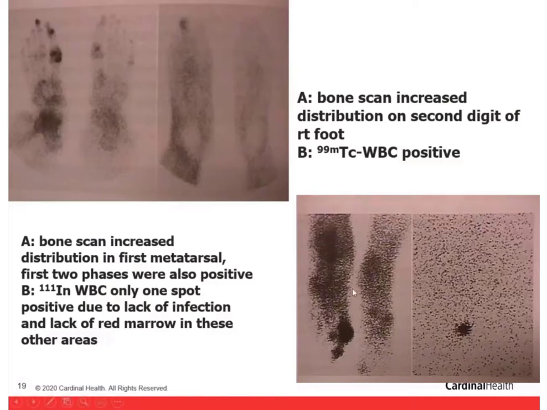The second set is comparing technetium medronate and indium-111. So again, this is another diabetic patient, suspected osteomyelitis. On the first scan there on the left, these are actually 2-hour delay images of the bone scan, and we see an increased uptake in the first metatarsal. Additionally, in this case, the first 2 phases of the bone scan were also positive. On the second image, we see the indium-111 white blood cell scan. We only see 1 positive spot in here due to lack of infection and the lack of the red marrow that we see in the other areas.